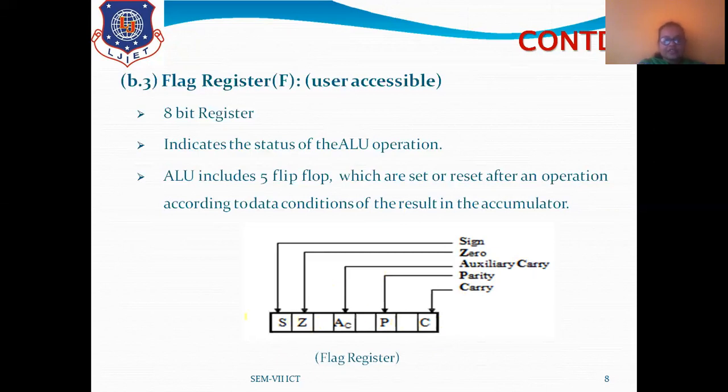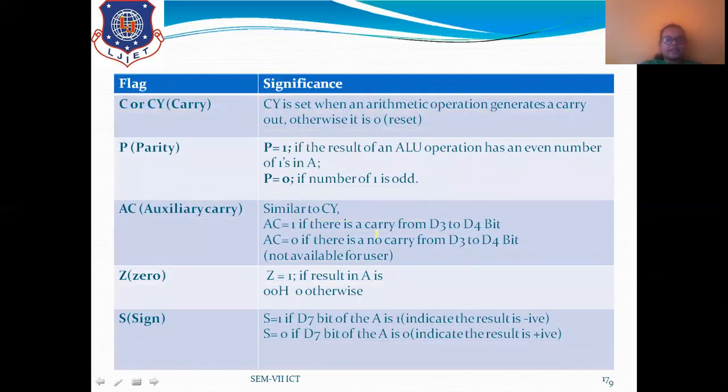Right, the 5 flags are as you can see in the figure. This is the total 8-bit register, from D0 to D7. D0 is assigned to the carry flag, D1 is not used, D2 is used for the parity flag, D3 is again not used, D4 is used as the auxiliary carry flag, D5 is not used, D6 is for the zero flag, and D7 for the sign flag. Right, now these functions will be defined in this session.